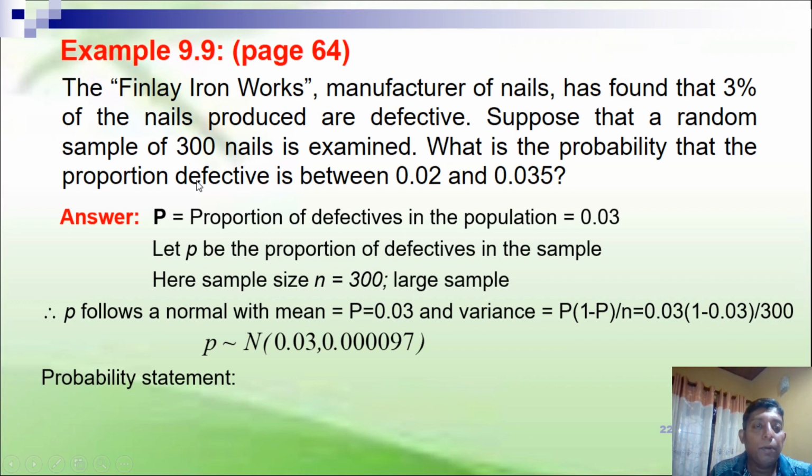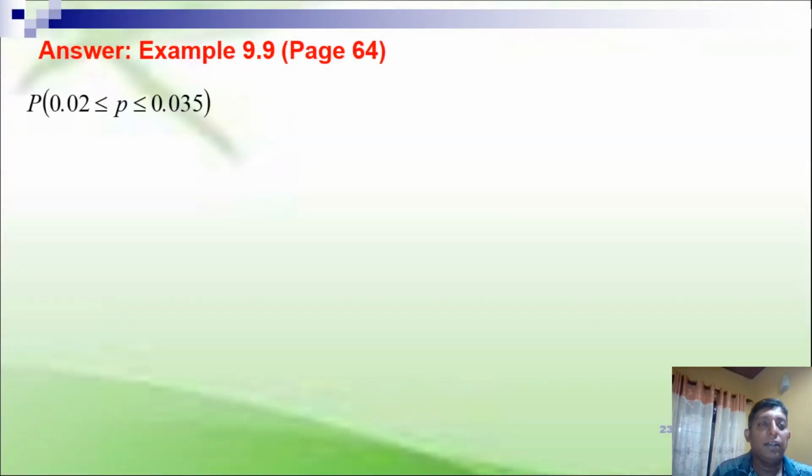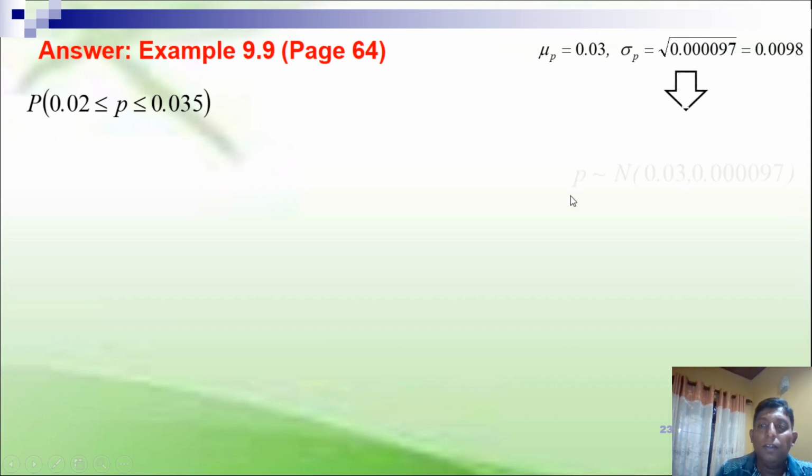What is the probability that the proportion defective of the sample is between these two values? Simply, P lies between 0.02 and 0.035. Then again use a similar process. That means first convert these values into standard normal values. The mean value of the sample proportion is 0.03. For the standard deviation, just take the square root of the variance, that is equal to 0.0098.